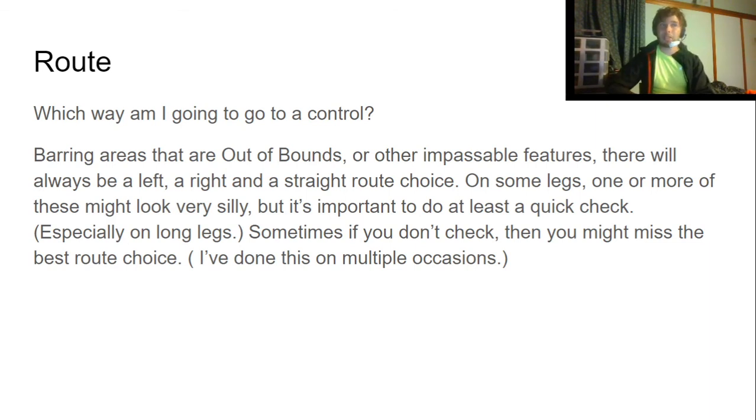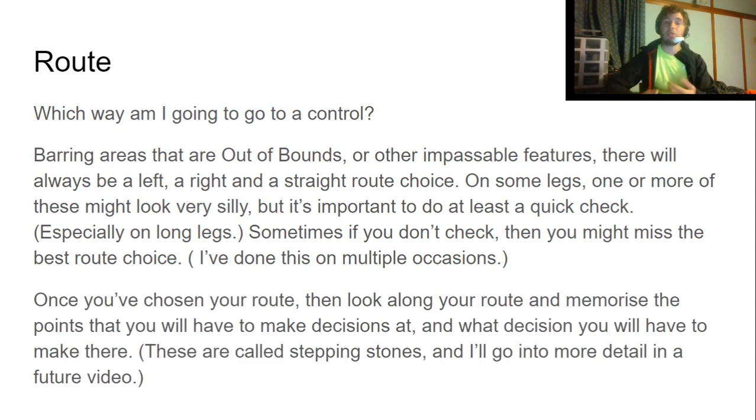I've done this on multiple occasions, and in fact did it on Sunday and was really kicking myself for it. Once you've chosen your route, you want to look along your route and memorize the points you'll have to make decisions at, and what decision you'll have to make there. These are called stepping stones. I'll go into more detail in a future video about how to do these. So that's things like, oh, I'm going along this route choice, there's a track junction, am I going to be going left or right?